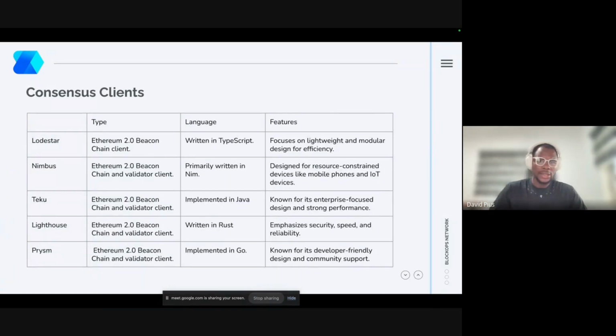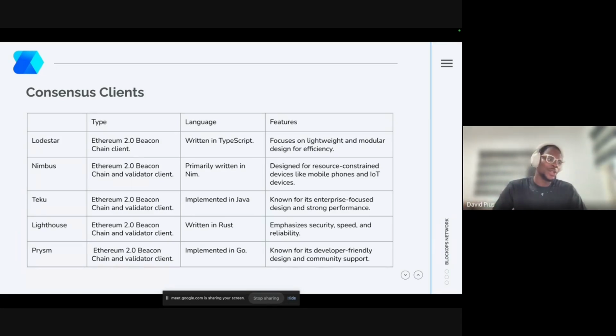For consensus clients, we also have different types of them, similar to the execution clients: Lodestar, Nimbus, Teku, Lighthouse, Prysm, right? Also, they do the same thing. Just like I said, they have different features that make them a little bit interesting, giving you different varieties.